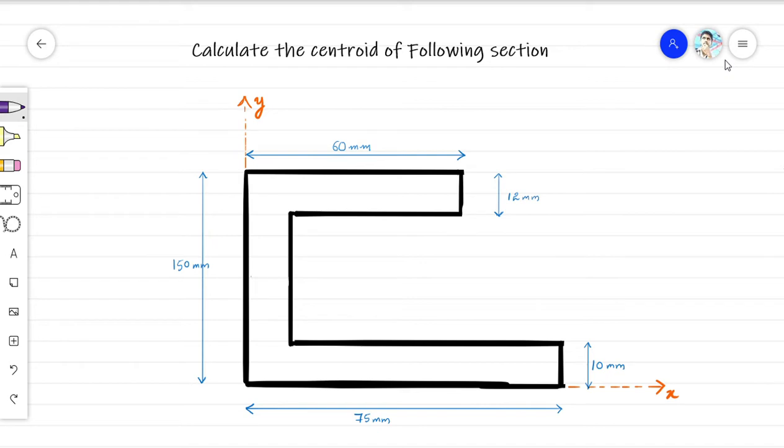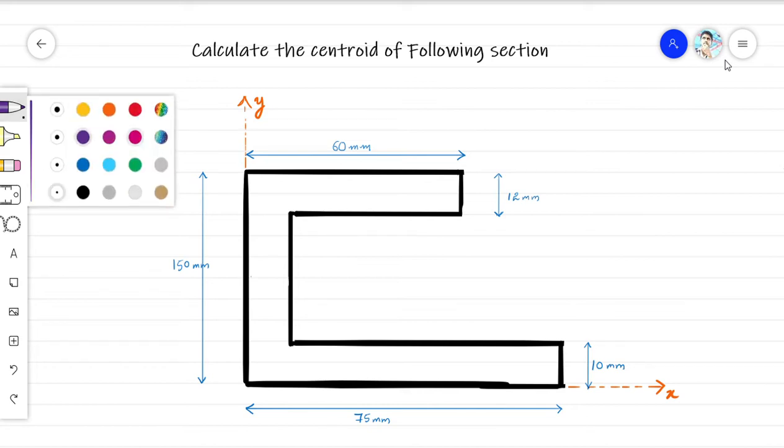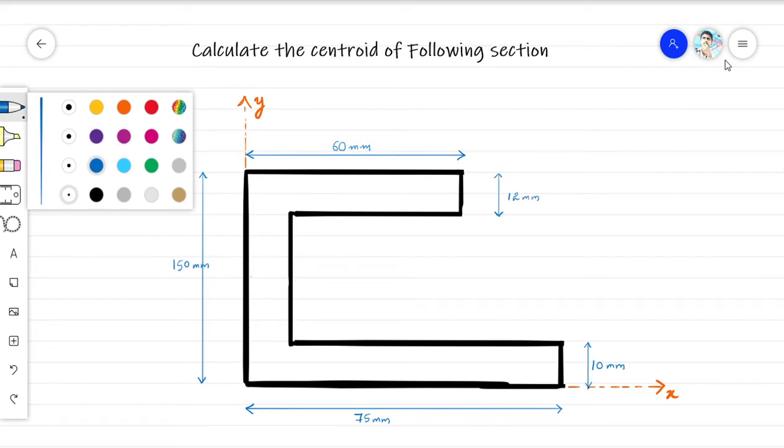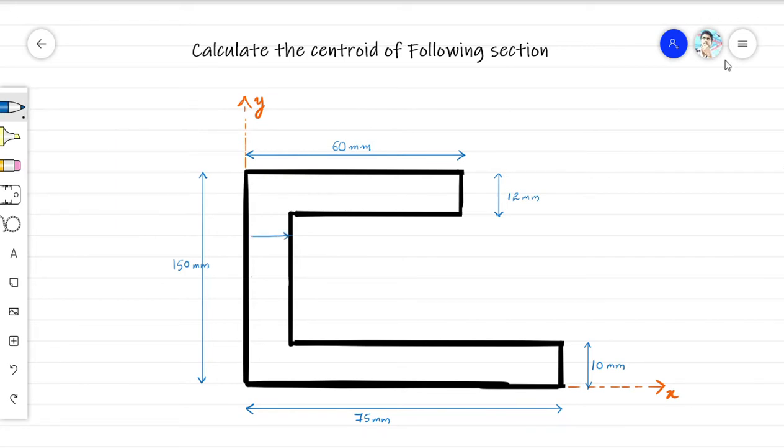So in this numerical, we have the built up C section, a typical one. It is of 12 mm to 10 mm thickness, and it also has one lateral part over here, this one, of 10 mm thickness. Okay, so now we have this C section, built up section, which is a composite one.